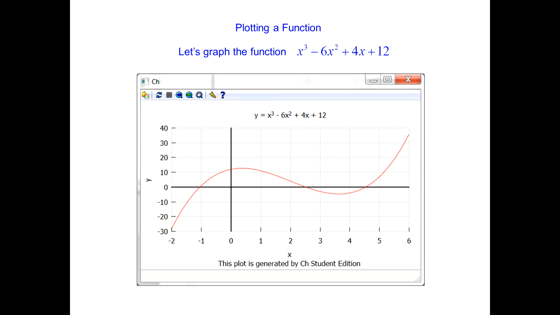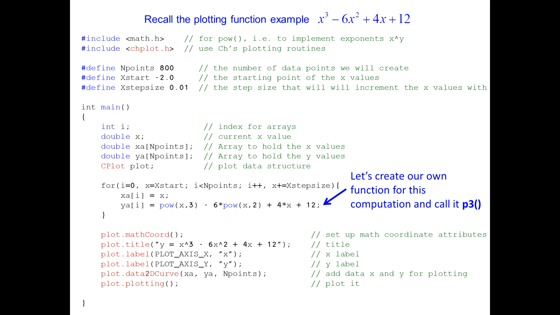Alright, so let's go back to our original function that we had plotted before. And we are going to modify our program. So what we want to do, just like we had seen before, is create a function that's going to replace this line. And let's call this function P3. All right, so how do we do that?